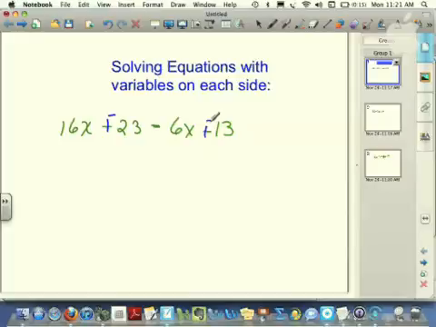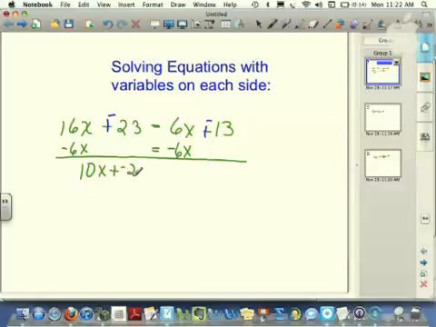I'm going to move the smaller one, 6x, so I will add a negative 6x to both sides of the equation so that the equation will stay in balance. And notice now it will say 10x plus negative 23 equals negative 13. The 6x and the negative 6x added up to 0.